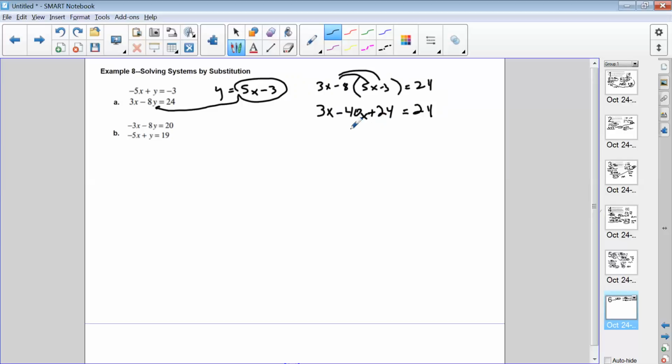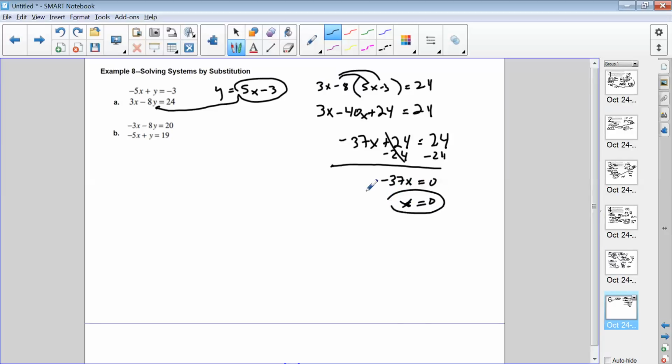So what I get is negative 37x plus 24 is equal to 24. And so when I subtract 24, it looks like I'm going to get 0. And negative 37x is equal to 0. That's okay. That just means that x is going to equal 0. So if x equals 0, I'm substituting right back here. So that's going to be 5 times 0 is 0. So y would be negative 3. So the solution would be 0, negative 3 for part A.